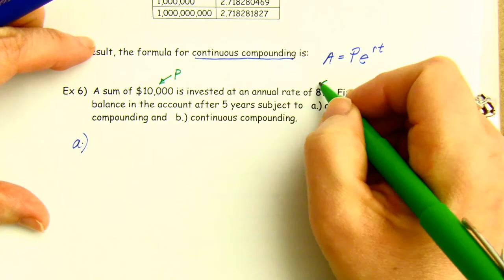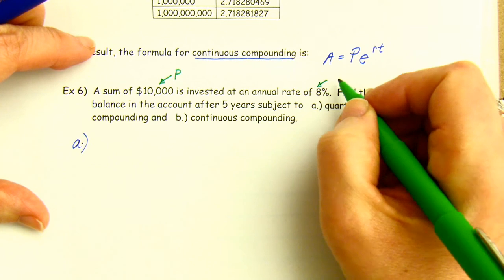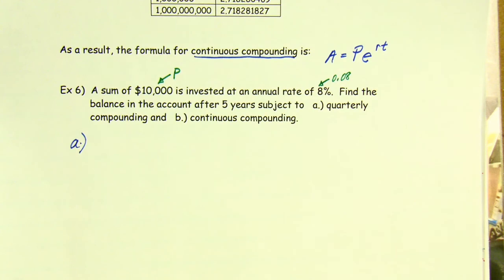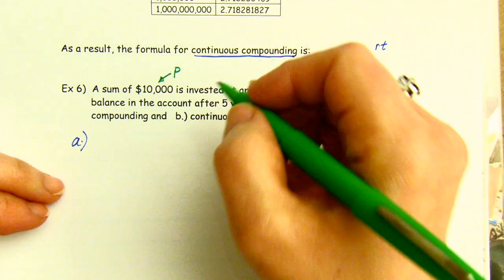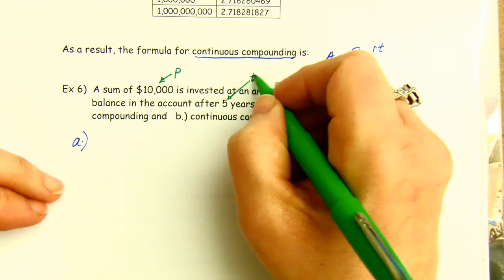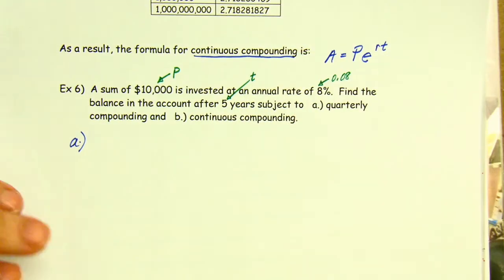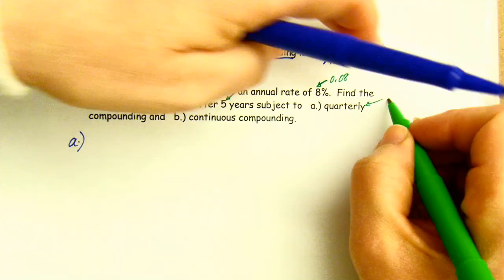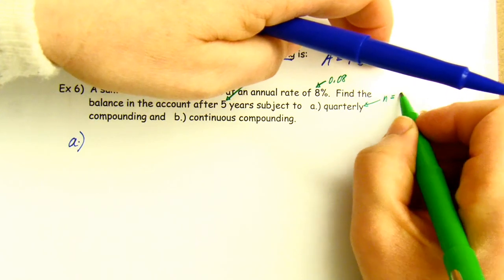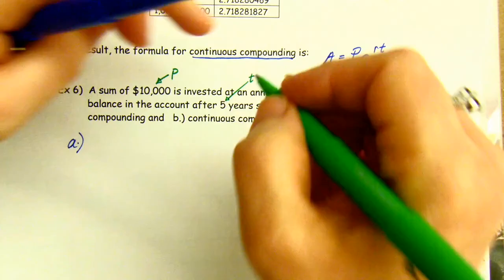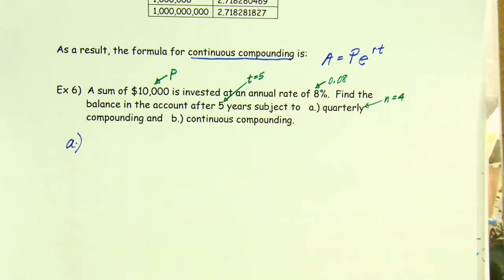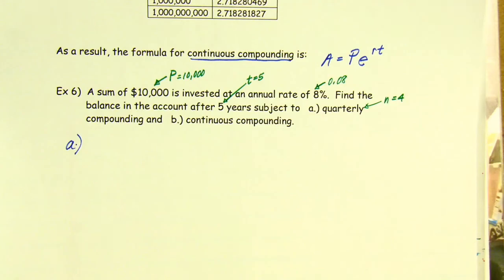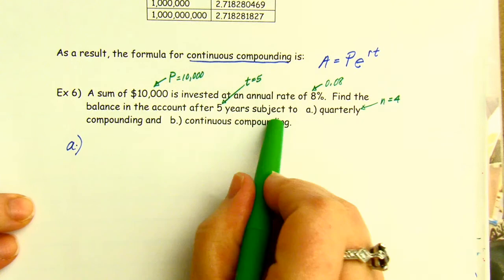8%. Remember, our percents have to be converted. This is 0.08. Remember, you divide by 100. Find the balance in the account after 5 years. Well, 5 is my T value. Quarterly compounding. Quarterly, that's 4 times a year. So N is 4, T is 5, and P is 10,000. Continuous compounding, this is where we're going to be using E.